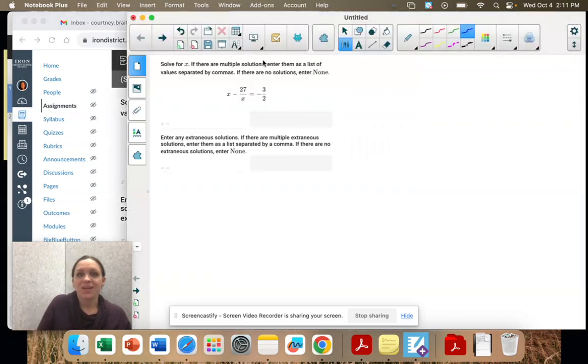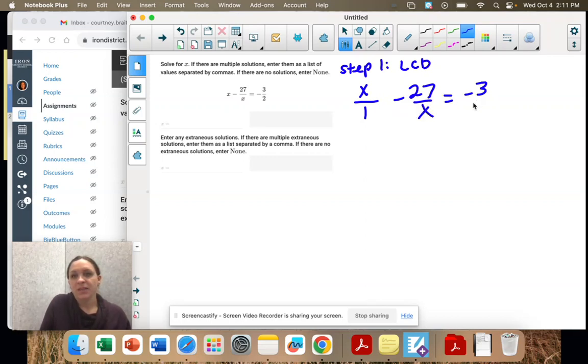Okay, they do. Step 1 is find the least common denominator. So I'm going to rewrite this as x over 1. And the common denominator, when none are the same, 1, x, 2, all different, we just stick them all together. So it's 1 times x times 2. We're going to write that as 2x.